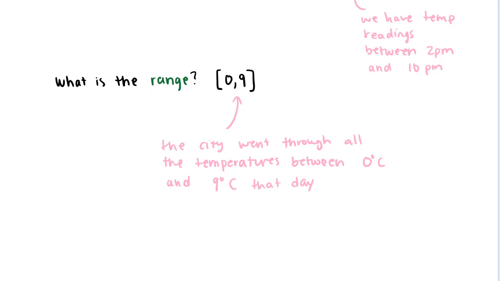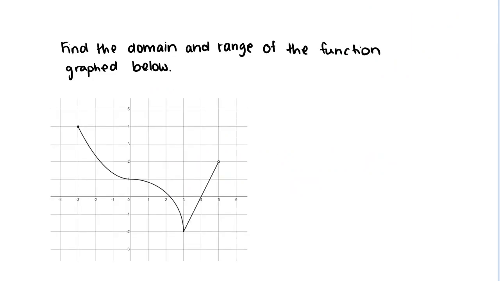Okay, so let's do another example kind of like this, but maybe without all of the scenario floating around, just given with a straight graph, a bare bones graph. So let's find the domain and range of this function. I'd recommend pausing the video and seeing if you can try this example out yourself. We'll go over it together in a moment.